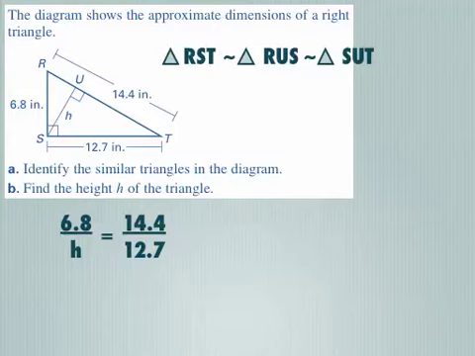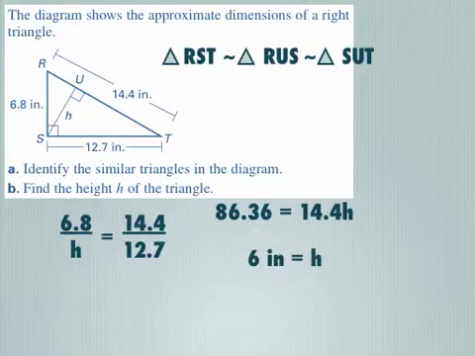Go ahead and cross multiply your proportion. In this case, I need to divide by 14.4 on both sides, and I get about 6 inches.